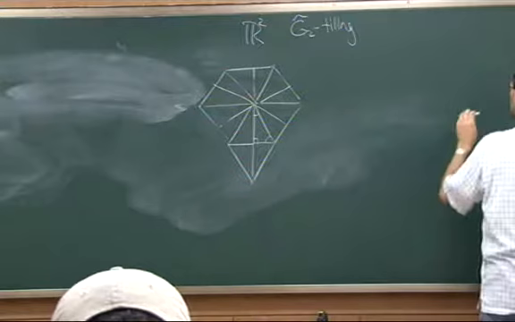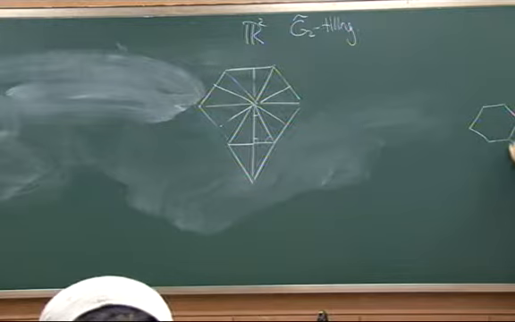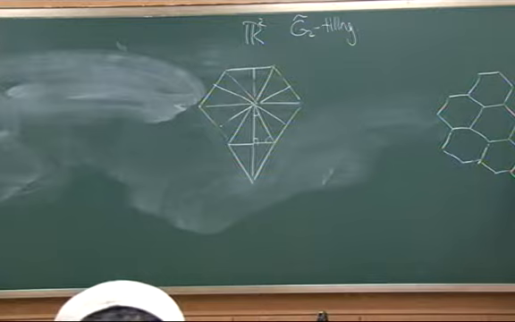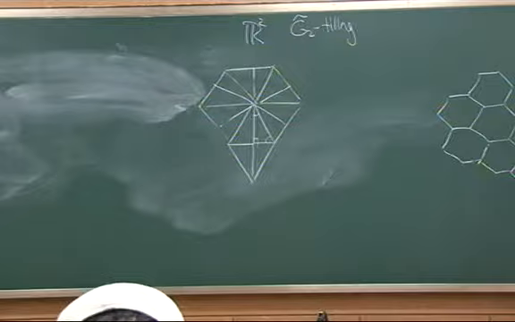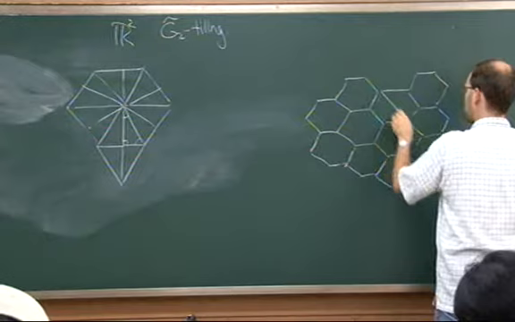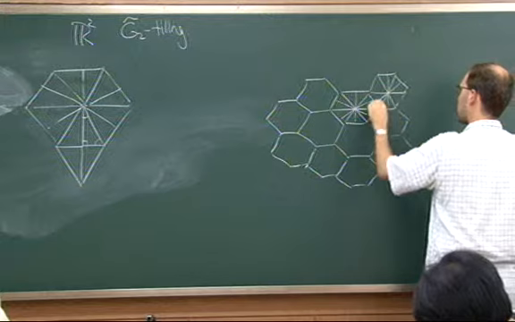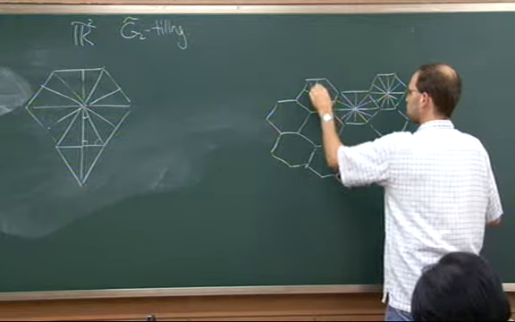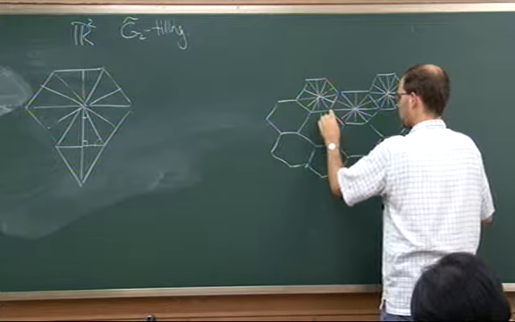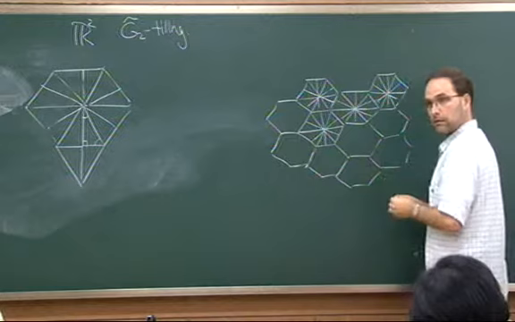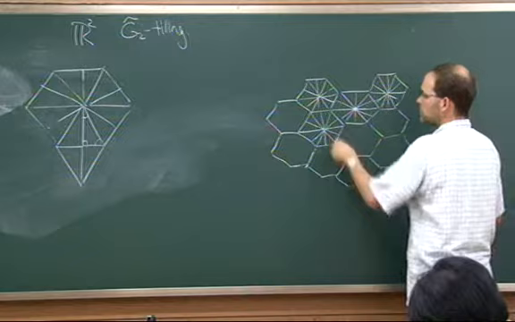Let me actually try and draw that a little bit smaller. Let me start with the hexagonal tiling. That's probably good enough. And now let me go ahead and just draw out all the subdivisions, and so on. Okay, so this is going to be the tiling. Let me go ahead and focus on one of these points.